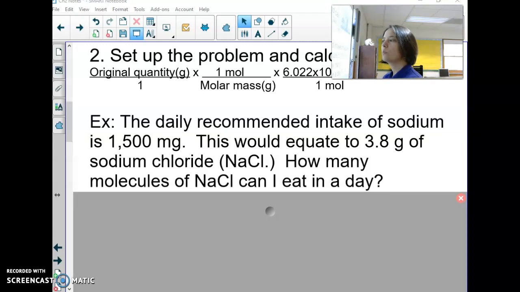You may be wondering how we got 3.8 grams out of 1,500 milligrams. So you might be saying, Mrs. Haugo, if you convert 3.8 grams into milligrams, it's 3,800. And if you look, sodium chloride is a compound, and sodium is one element in that compound. So chlorine makes up over half of the mass of sodium chloride. So that's why we can have a bigger mass of sodium chloride than the recommended mass of sodium.